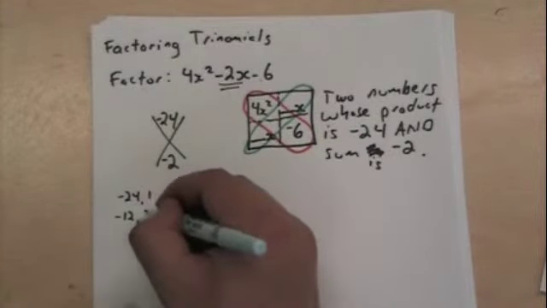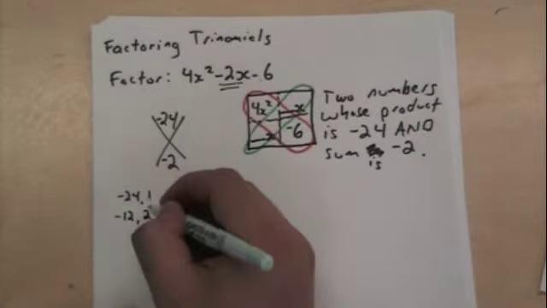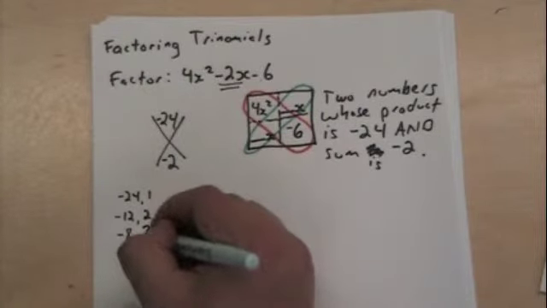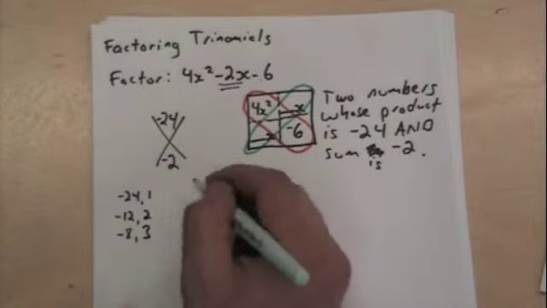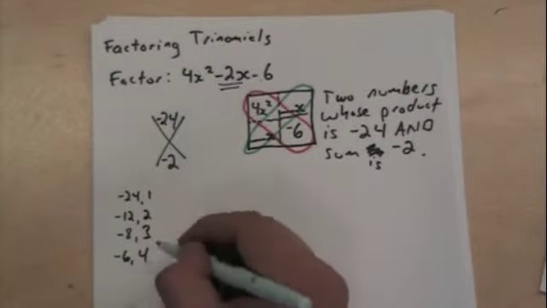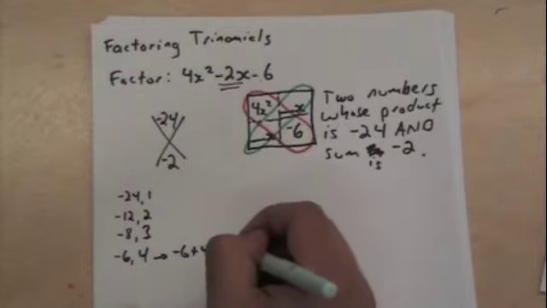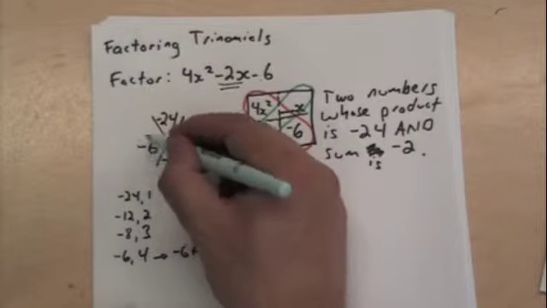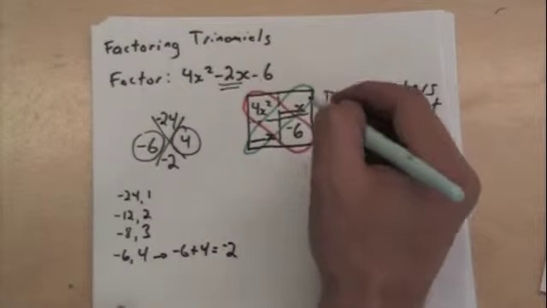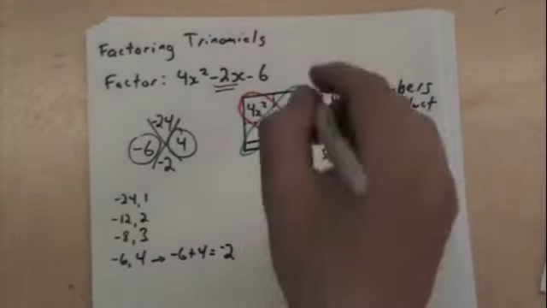I have negative 12 and 2. Again, that does not add to negative 2. I have, let's see, negative 8 and 3. No, that doesn't work either. Those do not add up to negative 2. Negative 6 and 4. They do add up to negative 2. Negative 6 plus 4 does equal negative 2. So the two missing numbers were negative 6 and 4. So I can go ahead and write those in and see what happens.